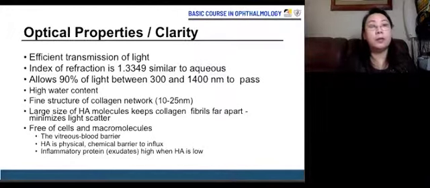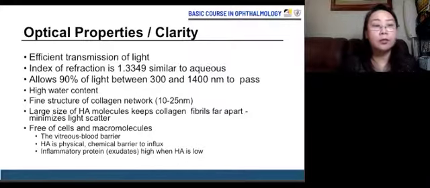Now, the vitreous allows for optical clarity, for effective transmission of light from the front all the way to the retina. As I mentioned previously, it has a similar index of refraction to the aqueous, so there is not much light bending within. It allows 90% of light between 300 and 1,409 nanometers to pass through. It has a high water content and a fine structure of collagen networks and hyaluronic acid. The medullary vitreous is essentially cell-free and free of macromolecules.